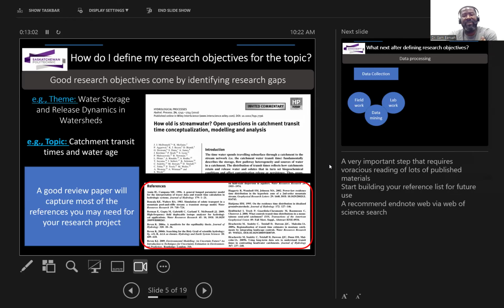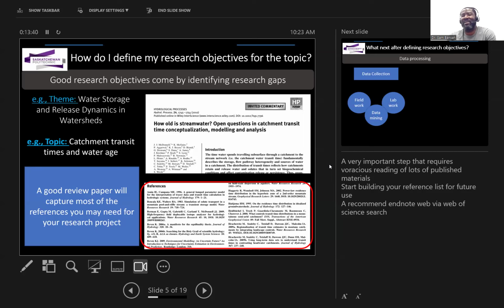EndNote Web from the Web of Science is where I store my references. From grad school up to now, I have all my references stored there by topic. So I can just log into the web and then I have all my references and I can format them in whatever form I want them to be. So now you have identified good research objectives. They are solid, they have novelty, and now you go on to the next step.